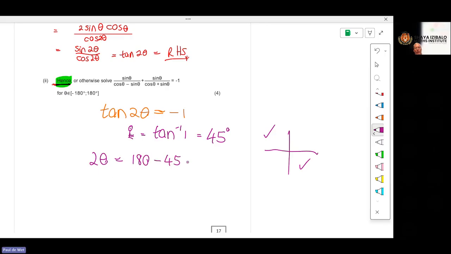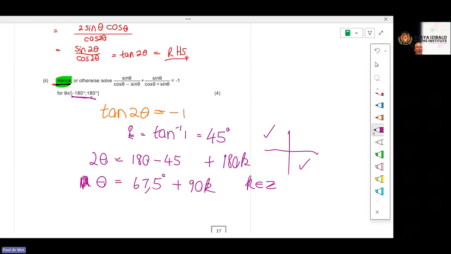Well done. That's 180 minus 45. And the other one we don't need to worry about because it's tan. So now what's our answer going to be? 67,5, that's right. So we take 135, divide by 2, plus 90K. That's our general solution.